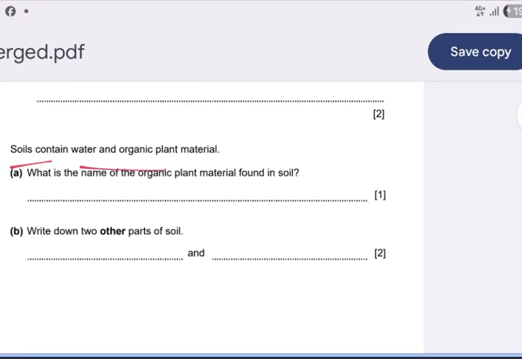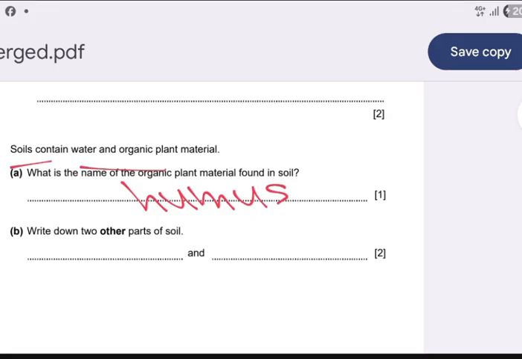Remember? No. Okay, we have different types of soils. If you are talking about the organic plant material, it's called humus. Humus is the organic plant material that helps the plant to grow by using it. In Arabic, الطمي. When the soil is very fertile, it means it has a lot of humus.